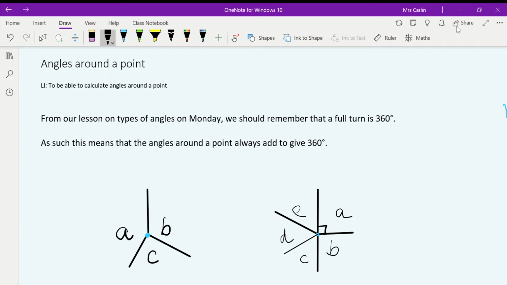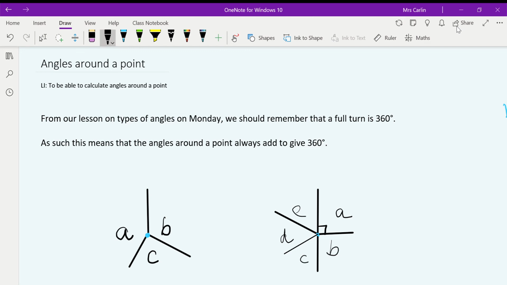So from our lesson on types of angles on Monday, we should remember that a full turn is 360 degrees. So one full revolution is 360 degrees. As such, this means that angles around a point always add to give us 360 degrees.